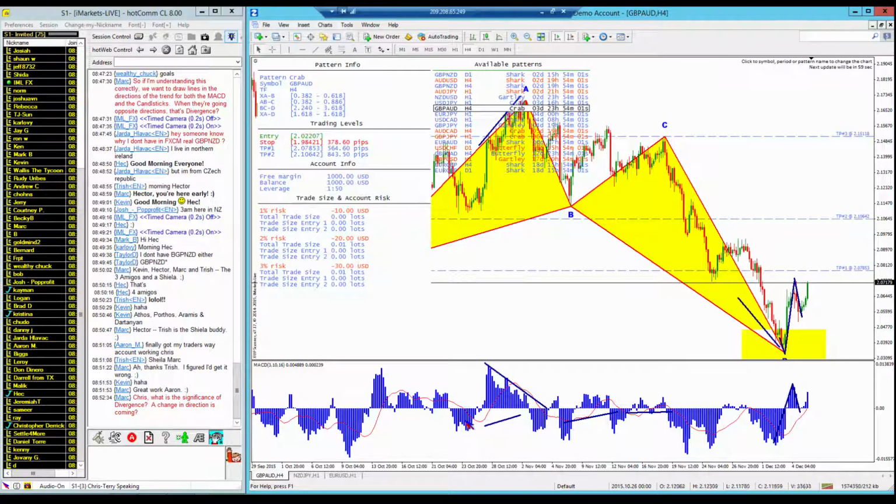All right. Yes. So somebody's asking, what's the significance of a divergence? Is it because a change is coming? Yes, it is, because a change is coming.